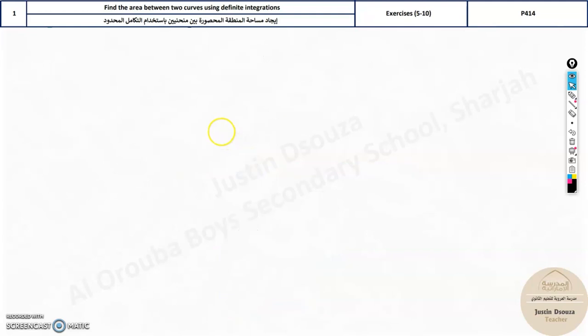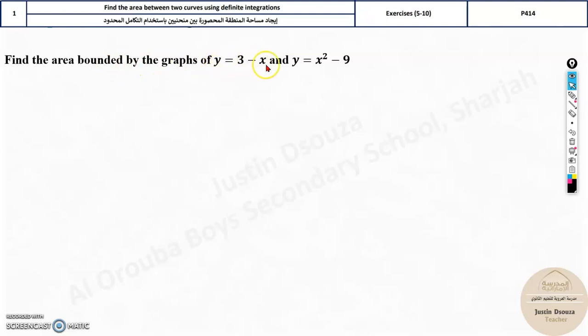That's it. So now here we have the problem like this. Find the area bounded by the graphs of y equals 3 minus x and y equals x squared minus 9. Now, most of the time, there won't be a graph given to you. So you need to draw the graph. You need to have basic knowledge of graphs.